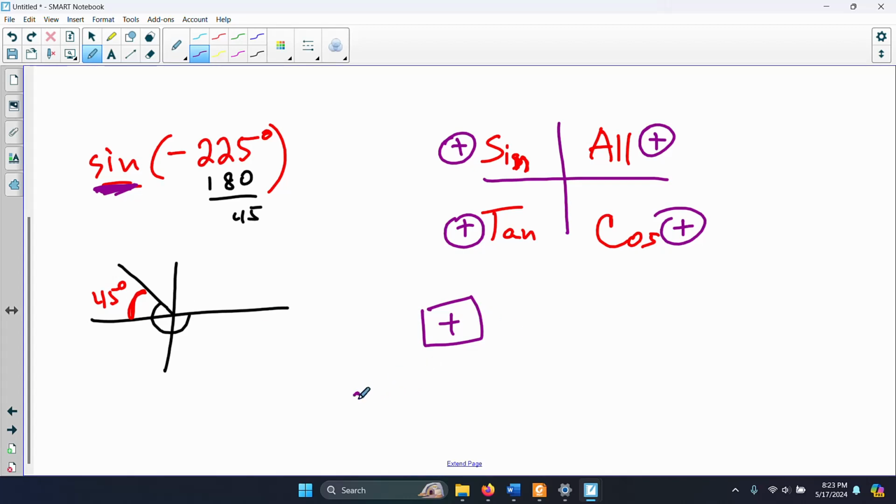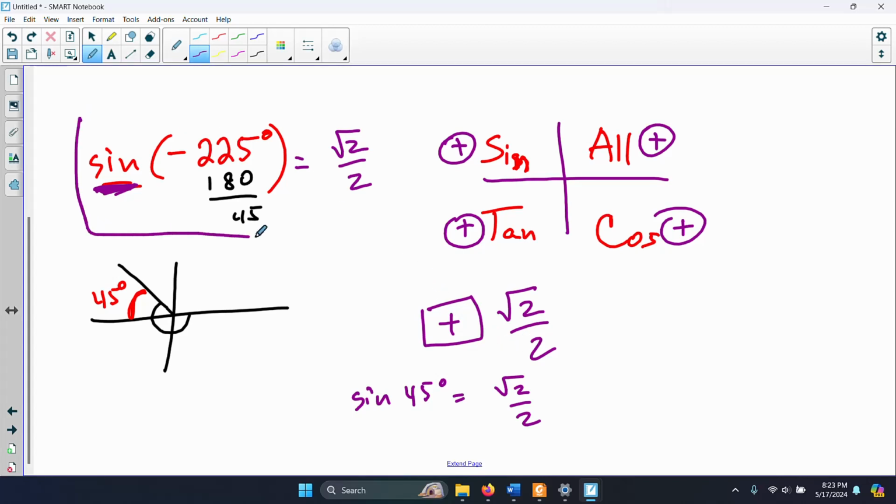So what is sine of 45 degrees? Well, it is square root of 2 divided by 2. So my final answer is positive square root of 2 divided by 2. So that's my answer here. I'll just write square root of 2 divided by 2 without the plus sign, because it's unnecessary.